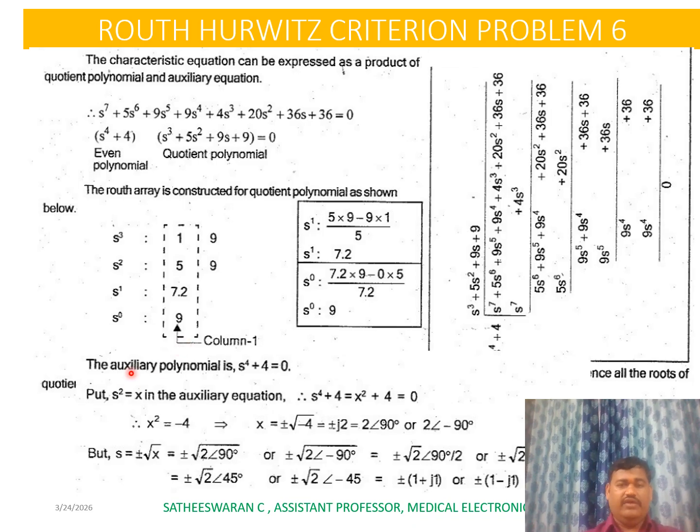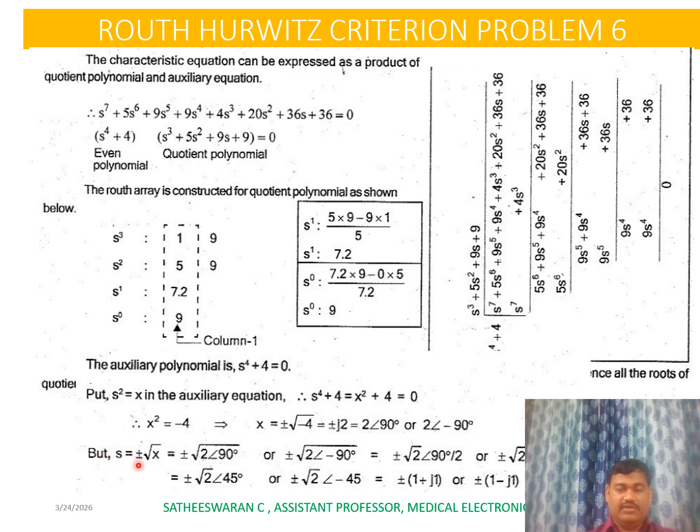Next we have to find the auxiliary polynomial. With that, s power 4 plus 4 equal to 0. Put s square equal to x. We have to find x square equal to plus 4, x square equal to minus 4. The value is x equal to plus or minus root of minus 4, which is nothing but plus or minus j root 2. Converting plus j root 2 and minus j root 2 into polar form, this will become 2 angle 90 or 2 angle minus 90.